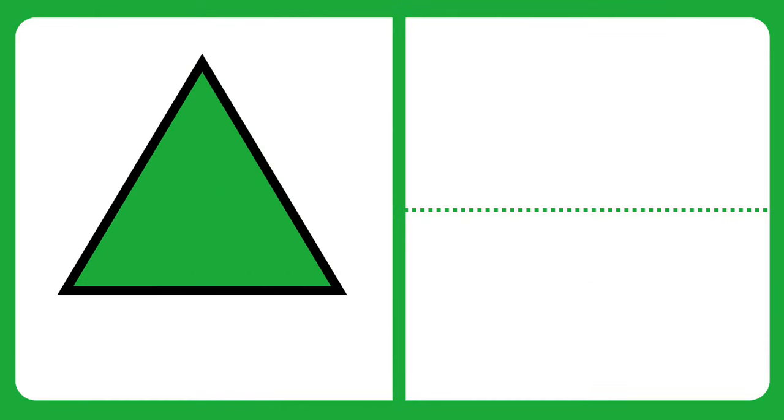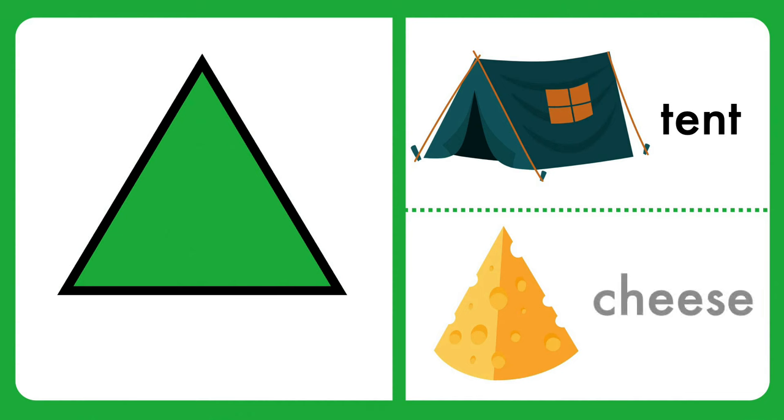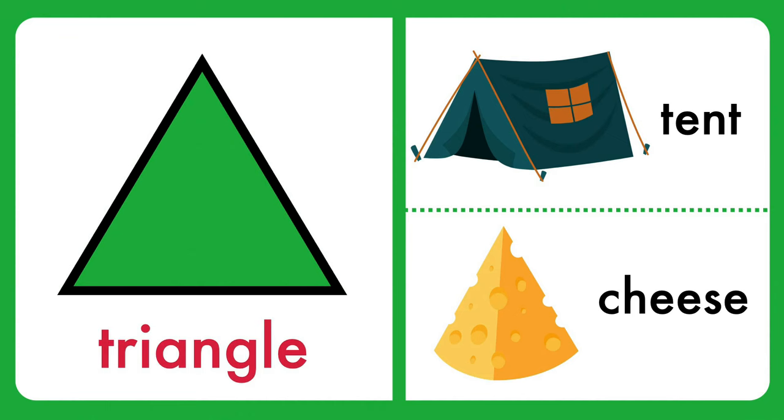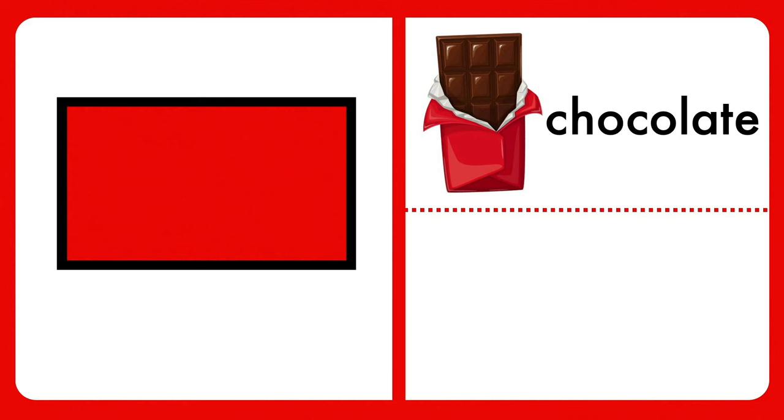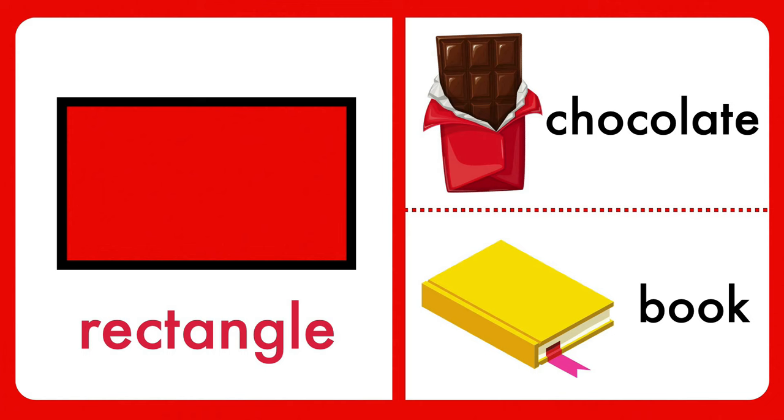Triangle, triangle. Tent, tent. Triangle. Cheese, cheese. What shapes are these? Triangle, triangle. Rectangle. Chocolate, rectangle. Book. What shapes are these? Rectangle, rectangle.